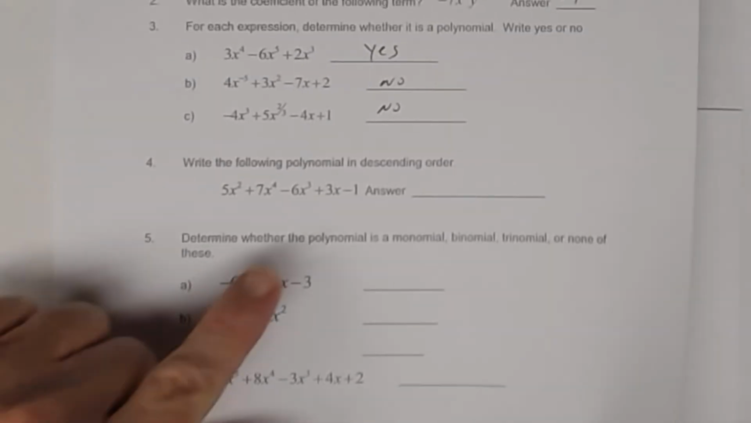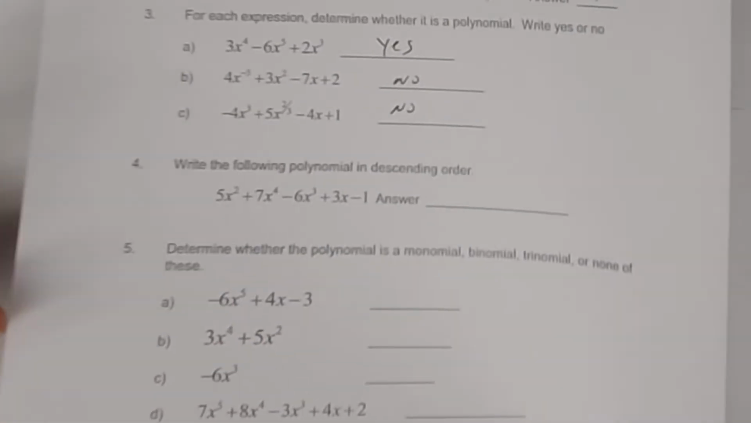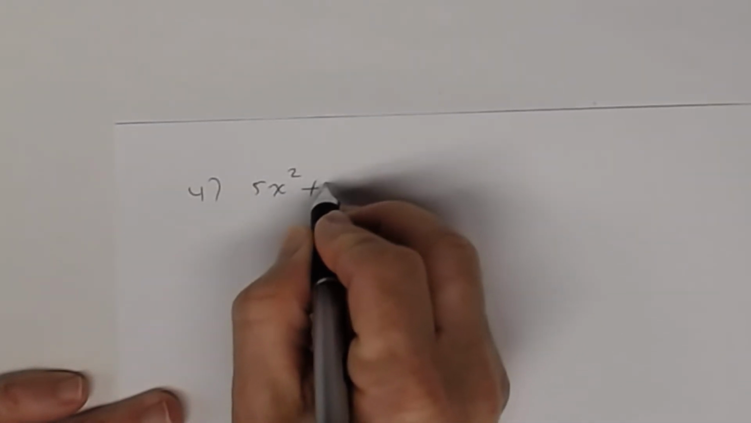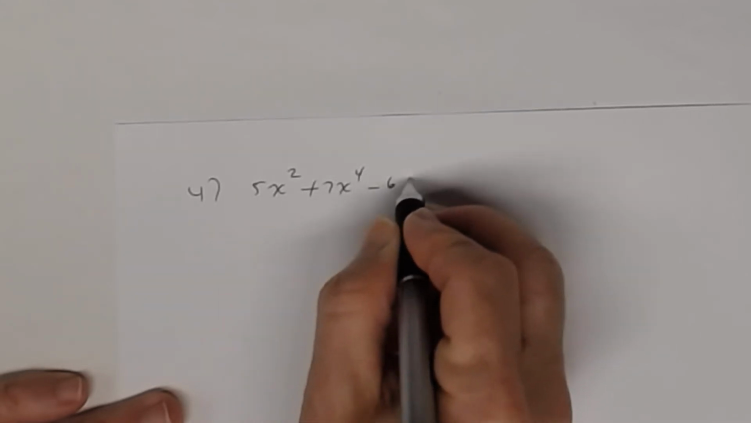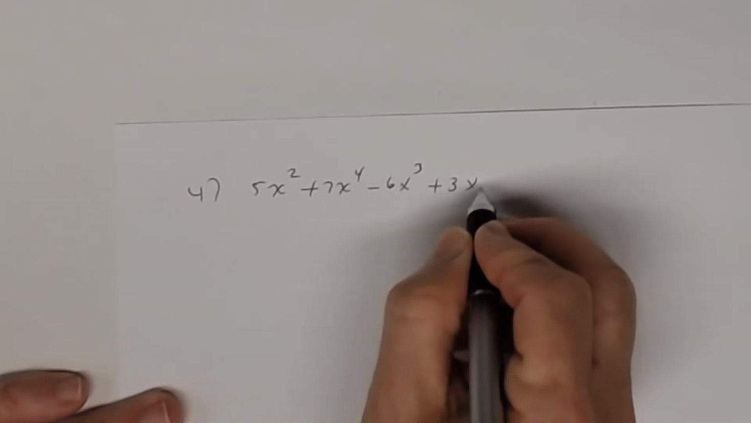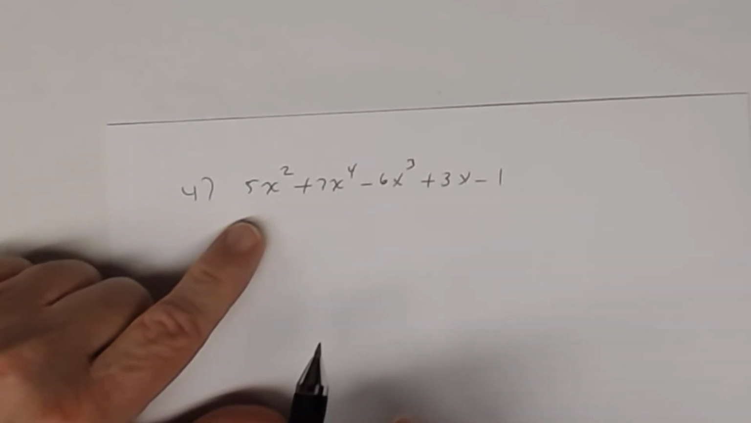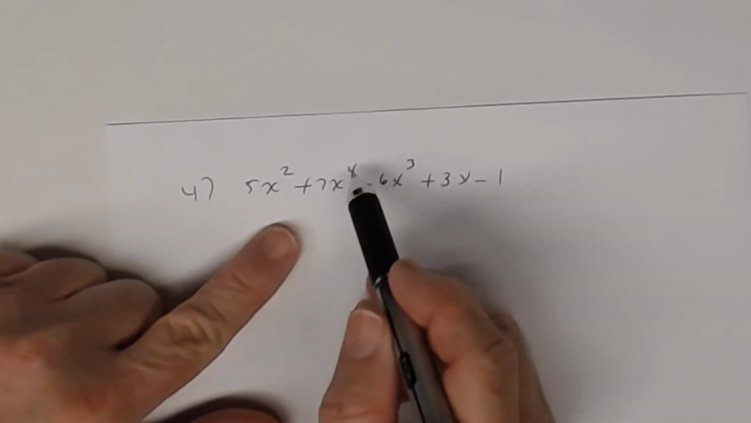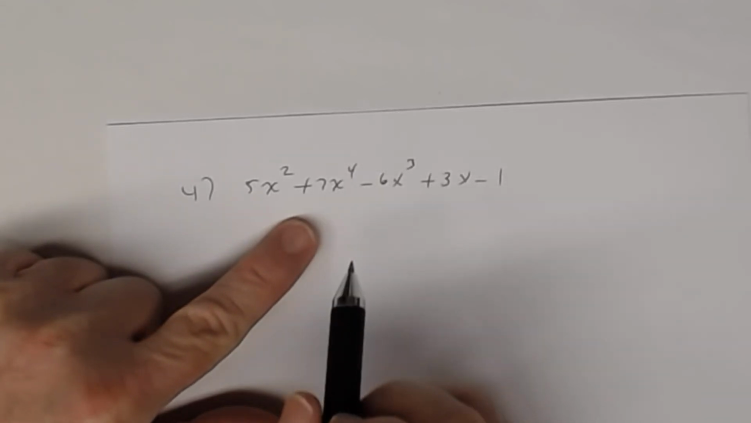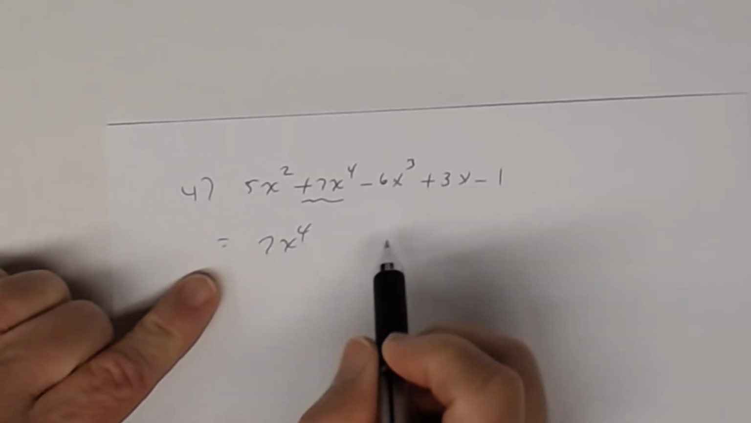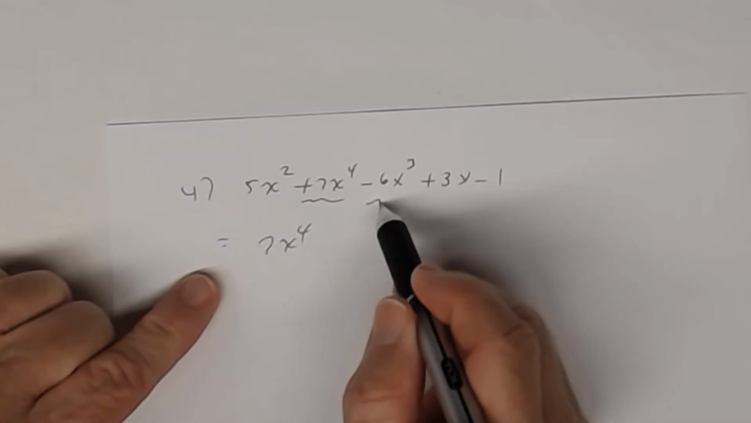Okay, number 4. So number 4, you wanted to write this polynomial that you see here in descending order. So I'm going to go ahead and rewrite this over. We have 5x squared plus 7x to the 4th minus 6x cubed plus 3x minus 1. And this is an easy kind because there's only one variable that you see, the variable x. So in writing in descending order, you want to put the term that has the largest exponent first. So my term here is 7x to the 4th. I'm going to write it first. Then the next term is x cubed. So I'm going to put this term second.